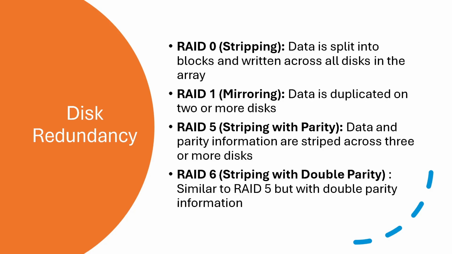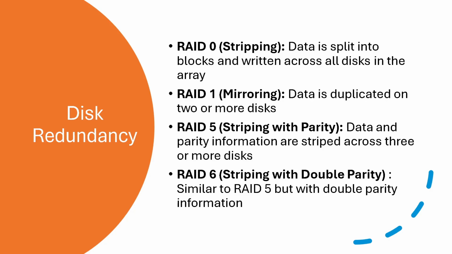RAID level 5, known as striping with parity. In this case, data and parity information are striped across three or more disks. This offers a good balance of performance, storage efficiency, and redundancy, but has slower performance due to parity calculations and can survive a single disk failure at max.